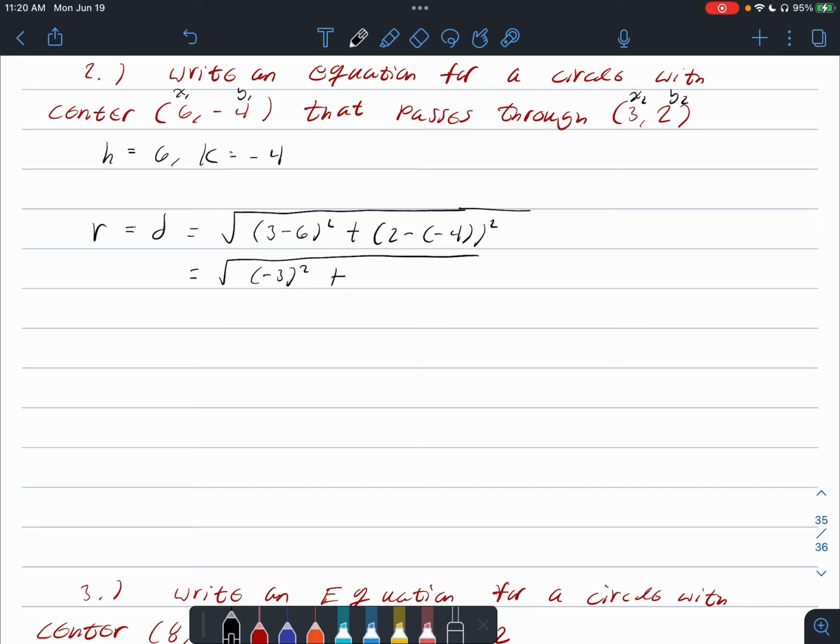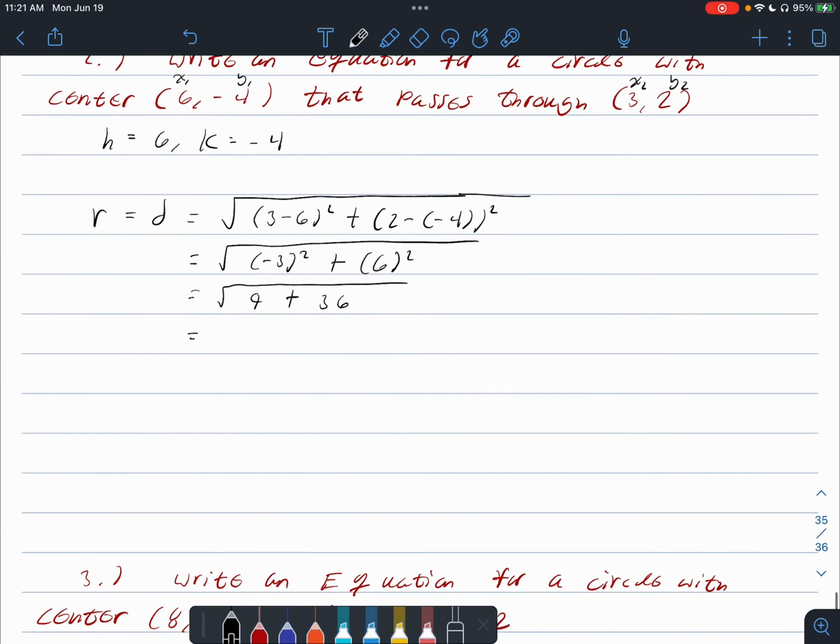That's going to be 2 plus 4, or 6. So now we have 6 squared. Or we have the square root of 9 plus 36, or we have the square root of 45.